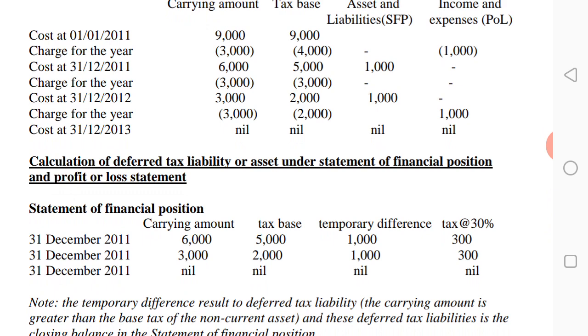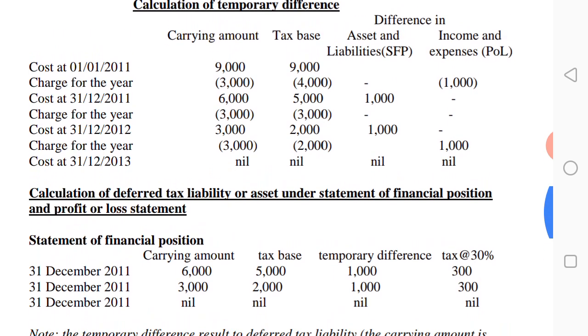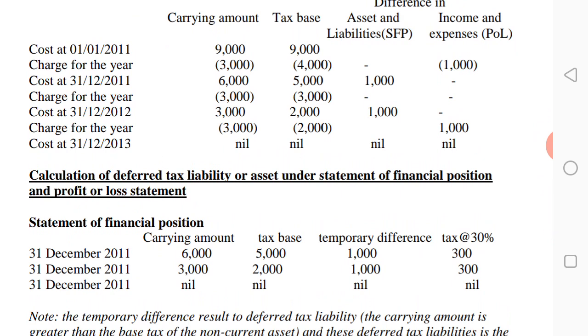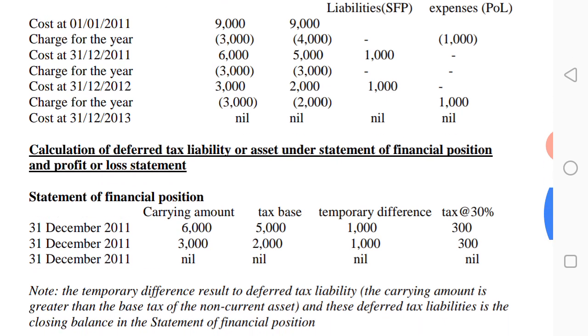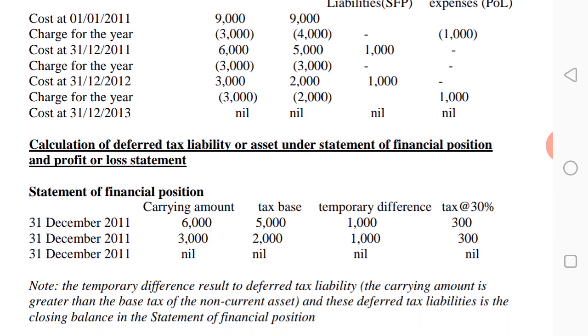So that is why it is nil. But by the time you started, you have a carrying amount in 2012 at 3,000 and 2,000. So we also have a 1,000 temporary difference in the financial position for the asset. Then in 2013, when you subtract your depreciation from your carrying amount of 3,000, you have nil. So in 2013 there is no temporary difference in our financial position, because the asset has been fully utilized.